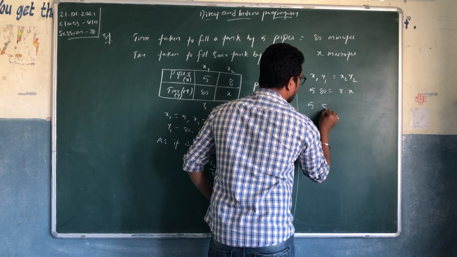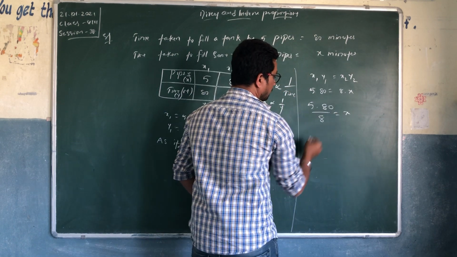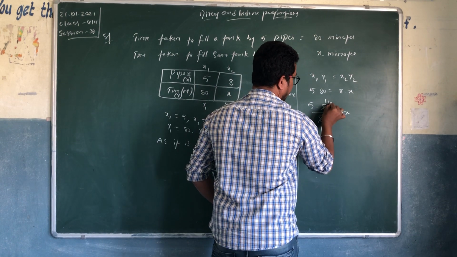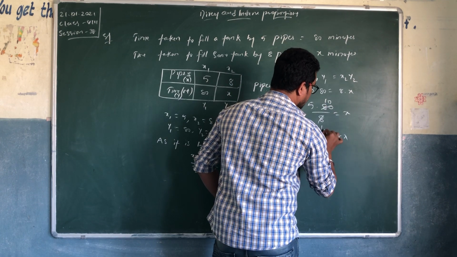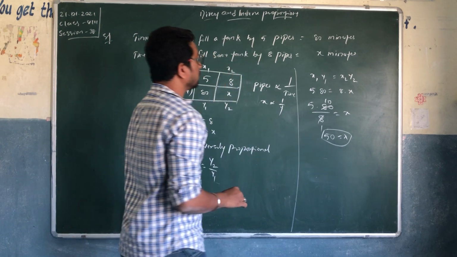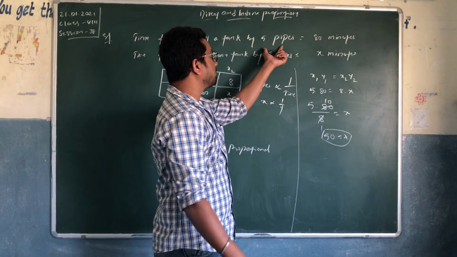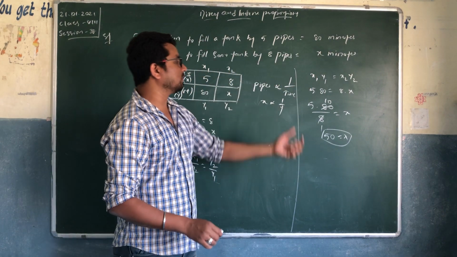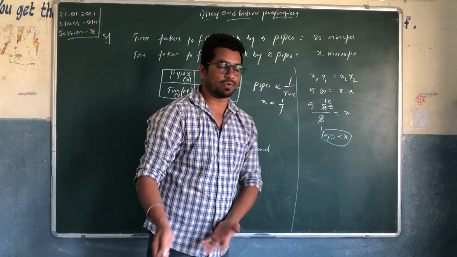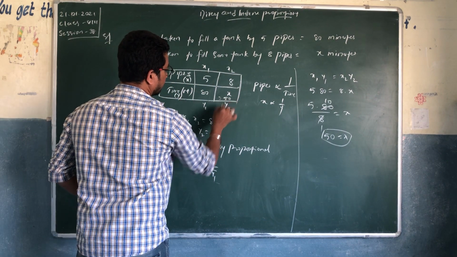So 5 into 80 by 8 is equal to x. 8 tens, 5 into 10 is 50. 50 is equal to x. So we got the x value. So 5 pipes will take 80 minutes to fill a tank. 8 pipes will take 50 minutes to fill a tank. So here we got the answer as 50.